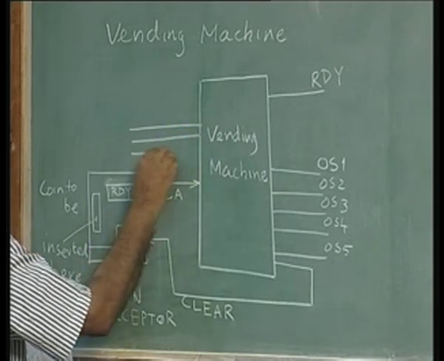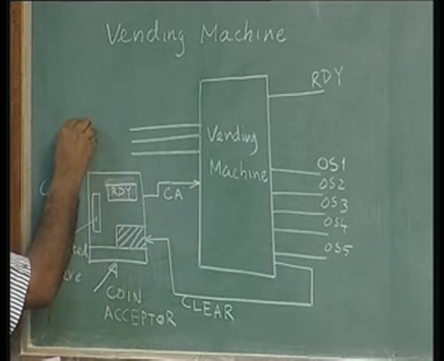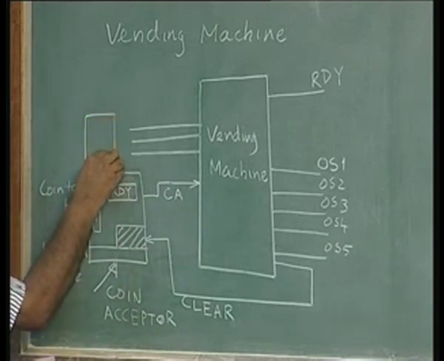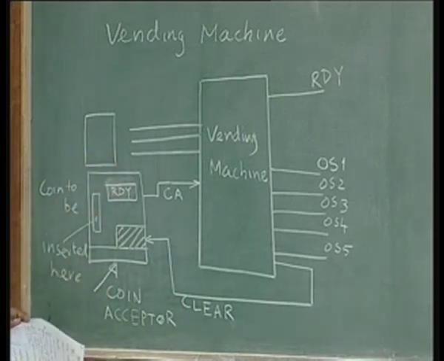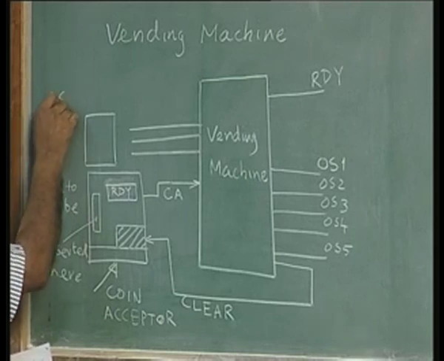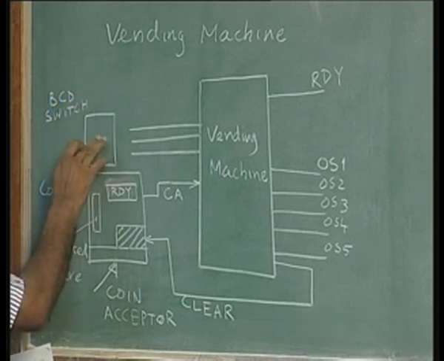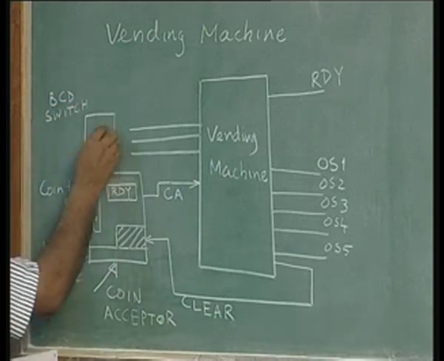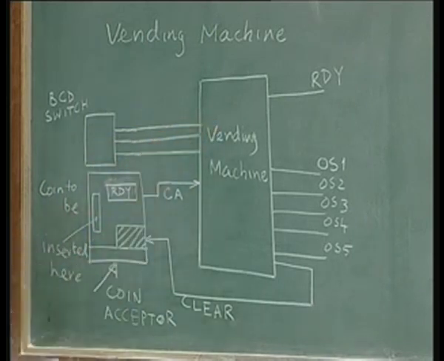For 5 objects I can code it into 3 bits. So I can have an LED display here, or not a display, I can have a BCD switch, it is called. BCD switch is, I can set the switch to the position I want. So the switch will give me the combination of what is required.